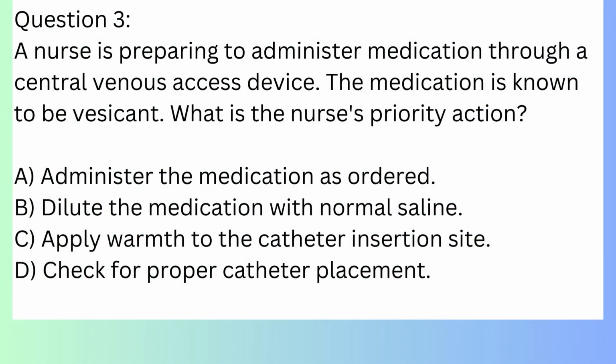Question 3. A nurse is preparing to administer medication through a central venous access device. The medication is known to be vesicant. What is the nurse's priority action? A. Administer the medication as ordered. B. Dilute the medication with normal saline. C. Apply warmth to the catheter insertion site. D. Check for proper catheter placement.